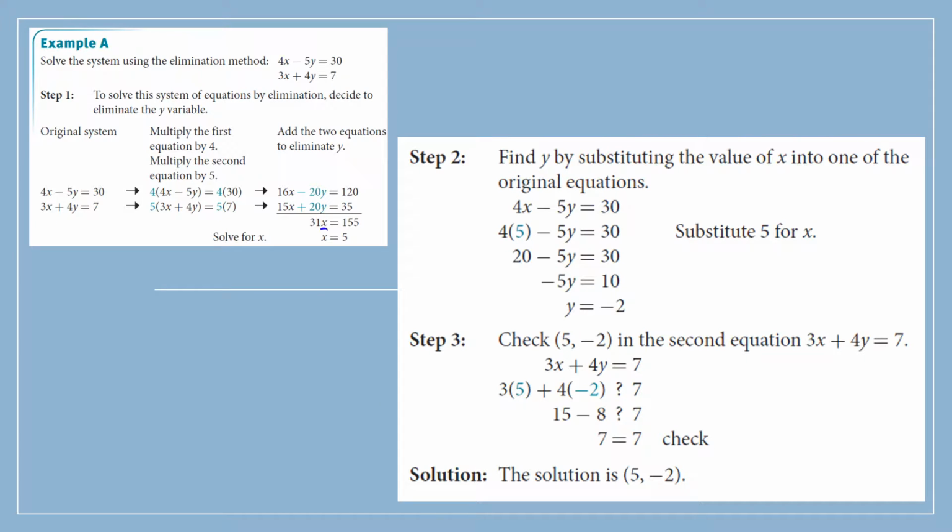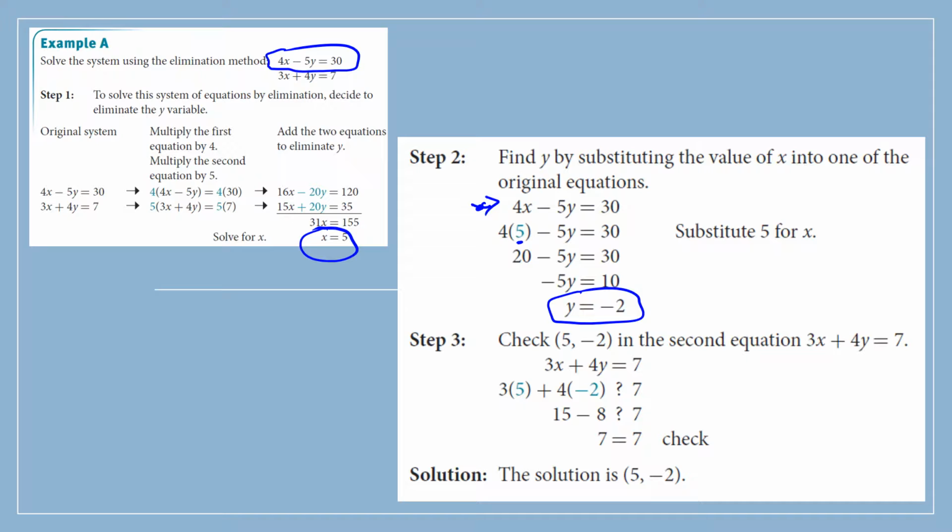So here's where we found x equals 5. So we're going to go back. It looks like they chose the first equation here, this one. So they're going to plug the x we found into this equation. So instead of x, we're putting in 5. So then we'd have 20 minus 5y and so on. Solve it, and we get y equals negative 2.